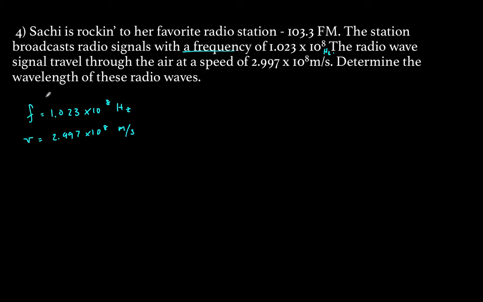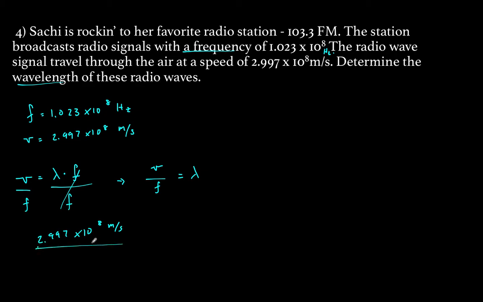So if I have a frequency and a velocity and I'm trying to solve for wavelength, there's only one equation for me. Velocity equals wavelength times frequency. And if I want to solve for my wavelength, I need to divide both sides by frequency. Frequency cancels here, and to rewrite my equation, velocity divided by frequency is going to equal my wavelength. So let's plug it in. My velocity is 2.997 times 10 to the 8th meters per second, divided by my frequency, 1.023 times 10 to the 8th hertz. And in the very end, I am going to get my value.